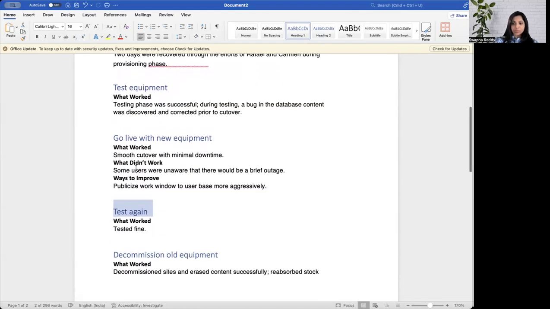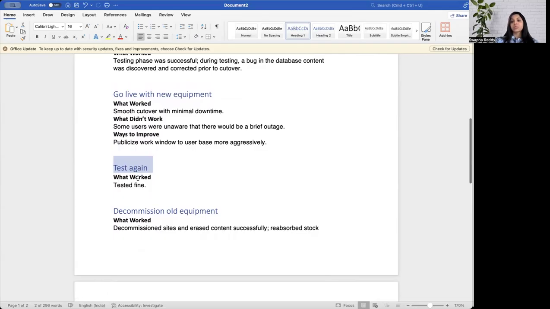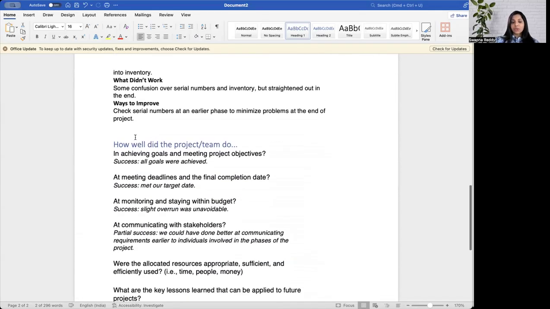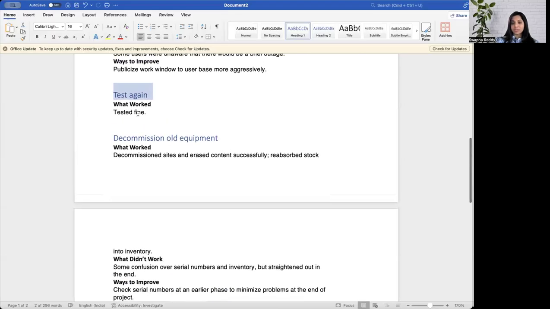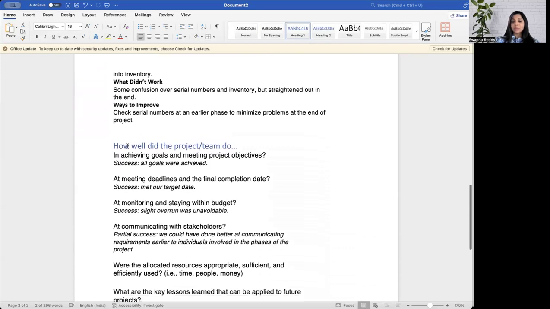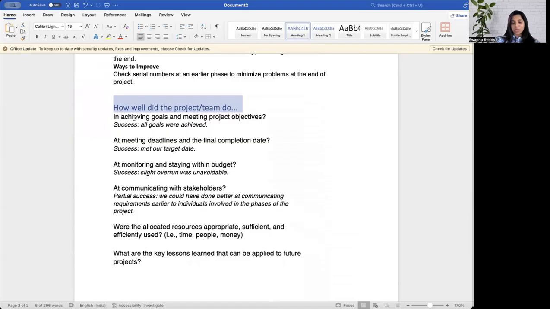So you could do a similar thing, listing out all the phases and listing out similar factors of what worked, what didn't work, and ways to improve, right? Finally, once you have done that for all phases or headlines of your initiative, there are a couple more things that you need to understand. How well did the actual project or team do? I've listed just a few questions, and I think you can leverage these as a sample and build upon it.